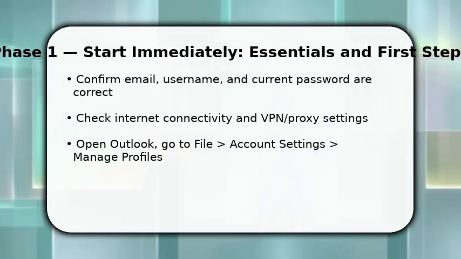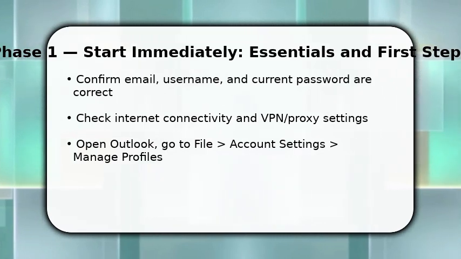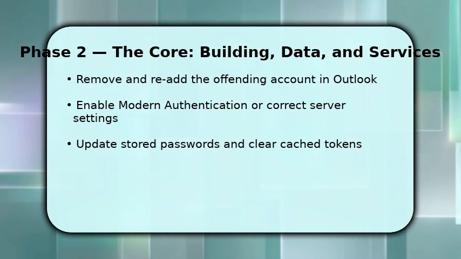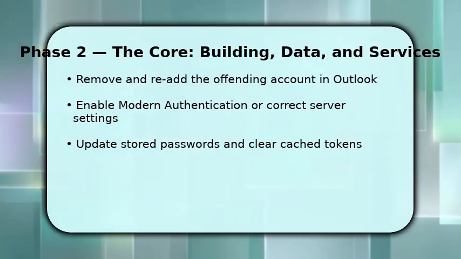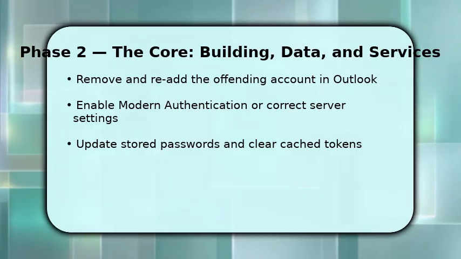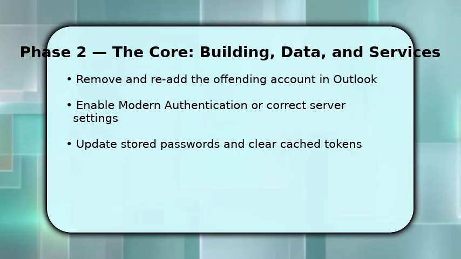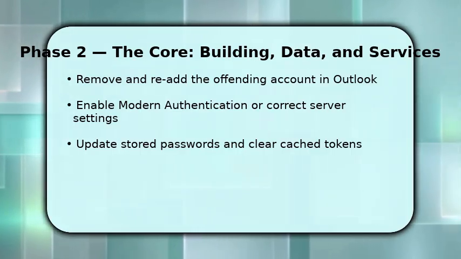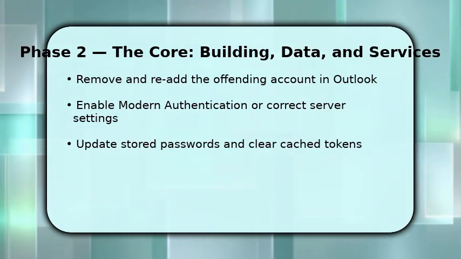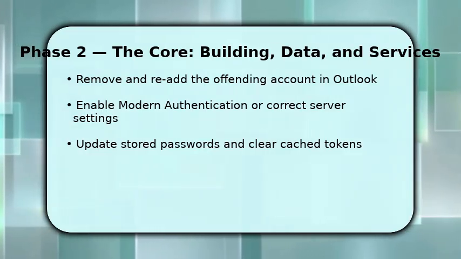Make sure to note any custom data files before changing settings, because you may need to reattach them later. Once done removing the account, re-add it using the correct server types, IMAP, POP, or Exchange, and ensure the username format matches provider requirements. If your organization uses modern authentication, enable it in registry or via admin settings. Otherwise, supply the app password if MFA is active.